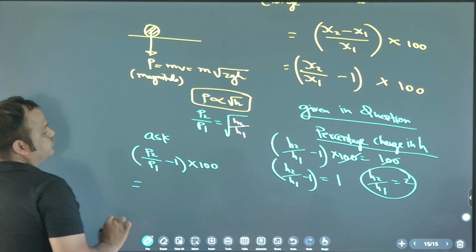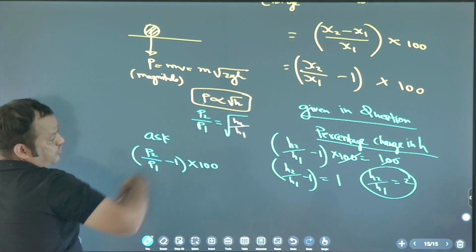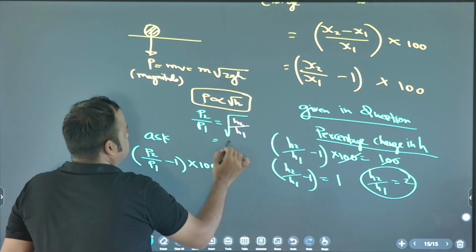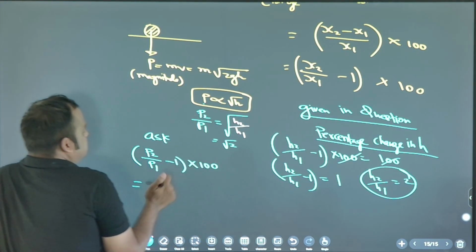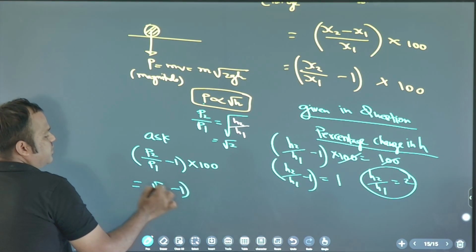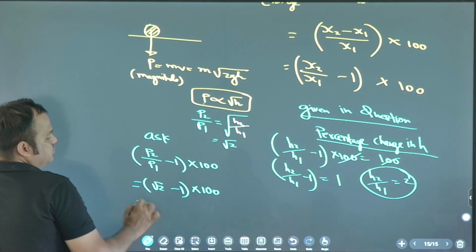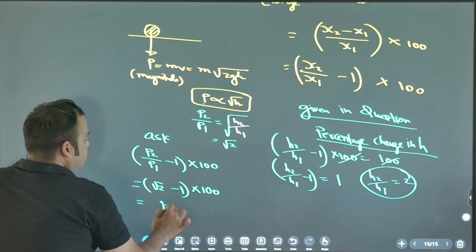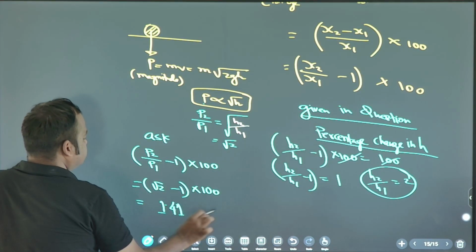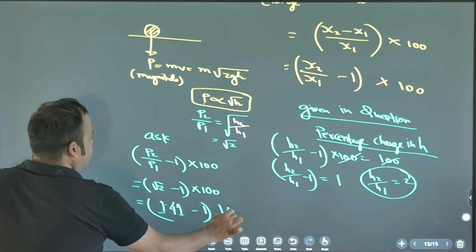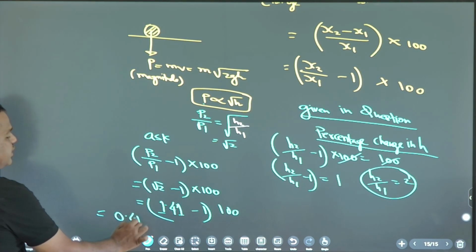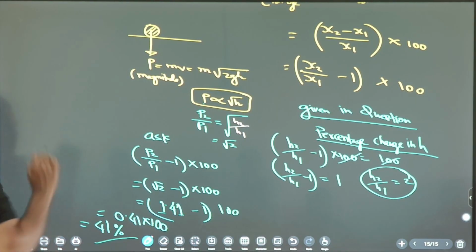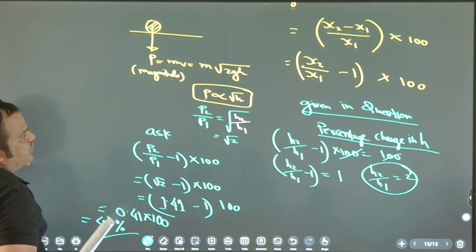Understood? Now observe it carefully. So h2 by h1 you know is 2, so square root of 2 minus 1 into 100. Now you substitute the values. What is the root 2 value? 1.41 minus 1 into 100. So 0.41 into 100 is 41%. Okay, 41%. Note down.